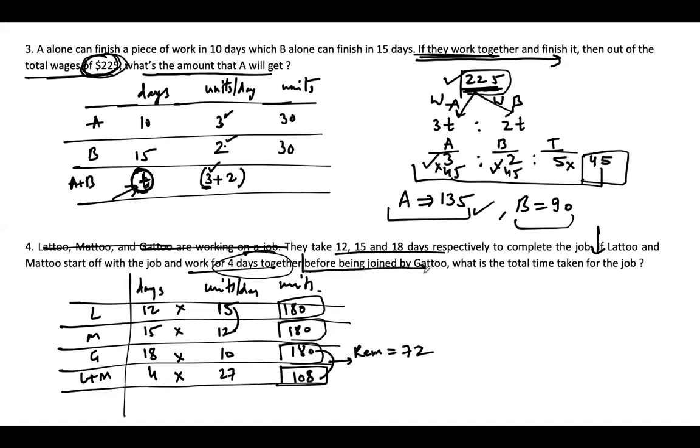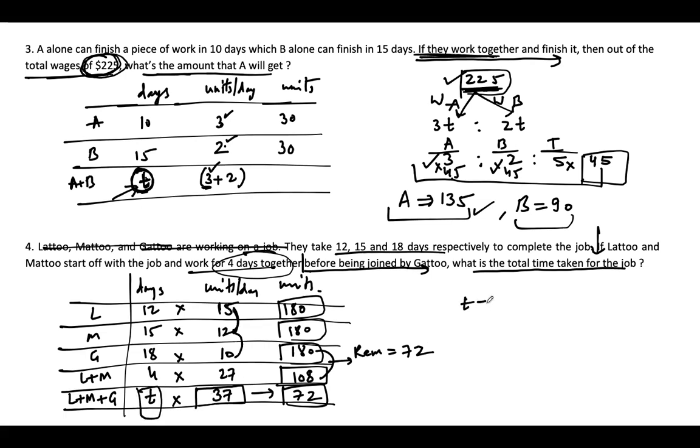Before being joined by Gattu. That means after they have done this much, they are joined by Gattu. And you need to find out what is the total time taken. So let's say if they are joined by Gattu, they are taking T days to finish. How many units? 72. And what is their rate? Combined rates for a day? 15 plus 12, 27 plus 10, which is 37. So what will come here? 72 by 37. So T into 37 is 72. So T comes out to be 72 by 37.